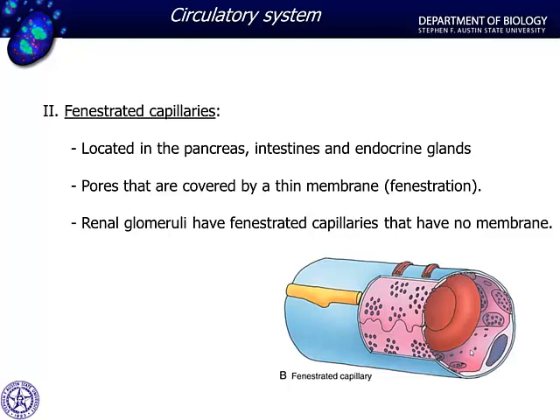Now, some fenestrations will actually have a very thin membrane across them. However, in other fenestrated capillary endothelial cells, such as the ones we find in our kidneys, they will lack the membrane. But most commonly, we will have the thin membrane stretching across the porous openings that we see as part of our fenestrations.